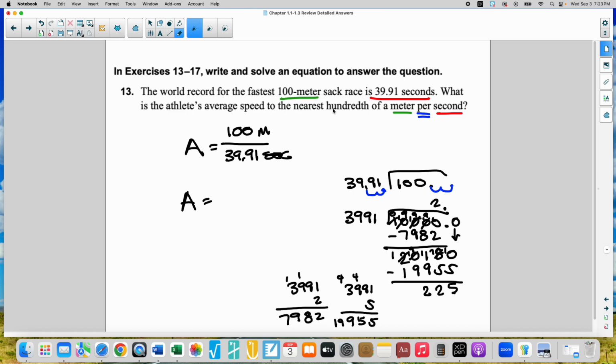Oh, to the nearest hundredth of a meter per second. So, sorry, I put 5 there. Sorry, that was my 5 to get my 19,955. So in order to round to the nearest hundredth, I got to go out to the thousandths. So I'm not done. I'm going to add a 0, bring it down. 3,991 does not go in. So I got to add a 0 here because I can't make it. I got to add a 0 there and bring it down. And now 22,500. So what's that? Let's see that number.